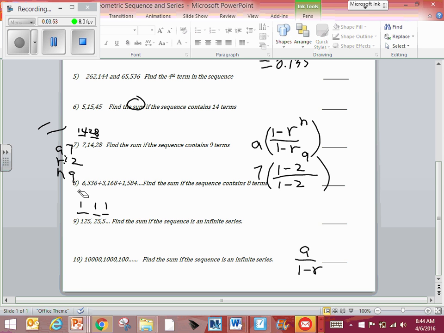1, pause, 2, pause, 5, pause, 1, 5. Hey, what did Thomas do? He put the second term over the first. He put the third term over the second. And because I'm in the geometric section, I'm going to be dividing.